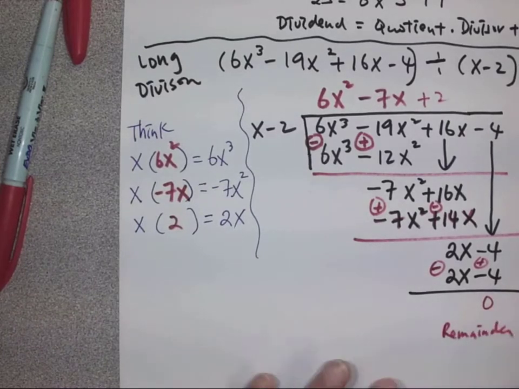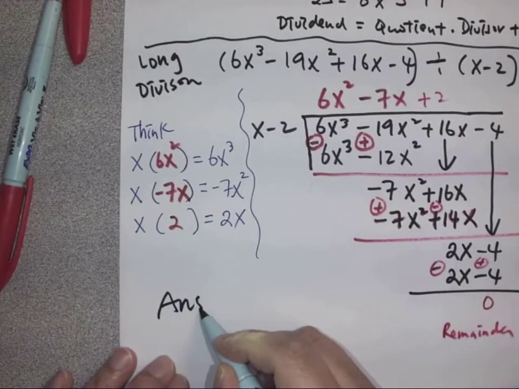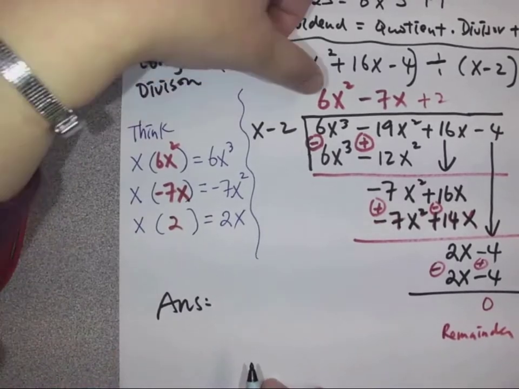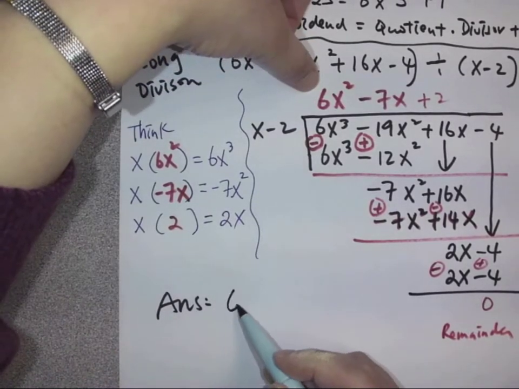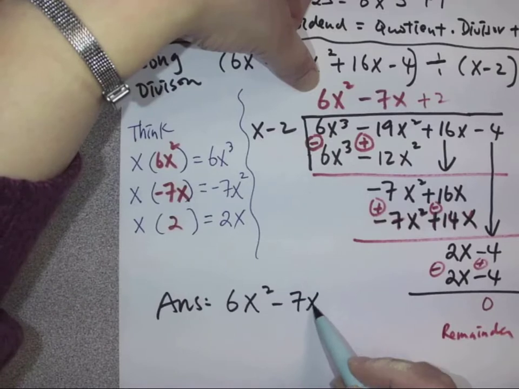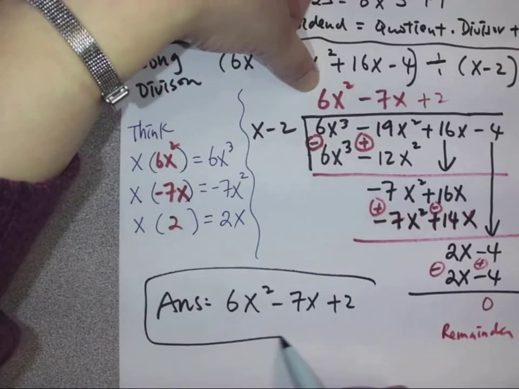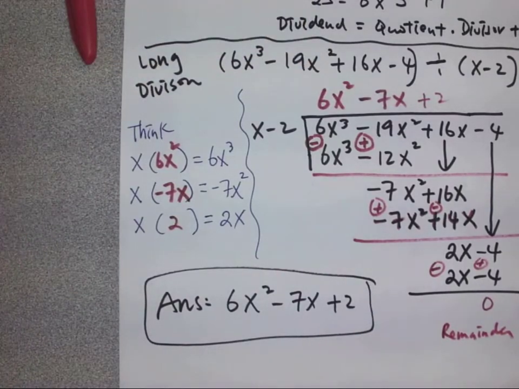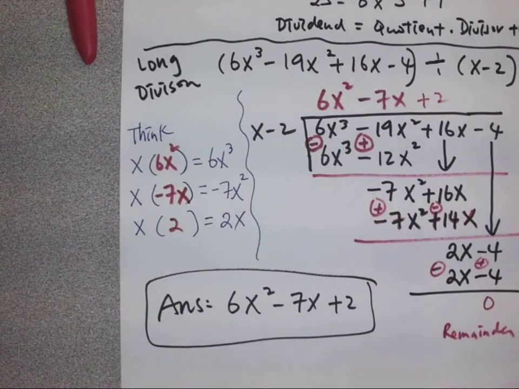How do I write the answer? The answer would be just my quotient, right? Because I don't have remainder. So 6x squared minus 7x plus 2. Are we okay with the long division? Questions?